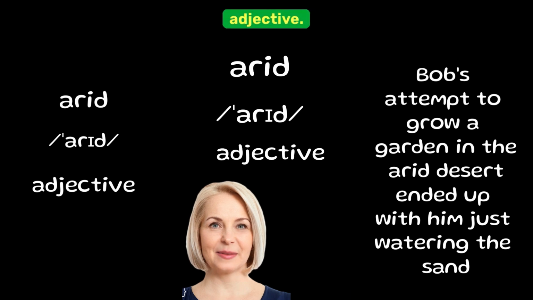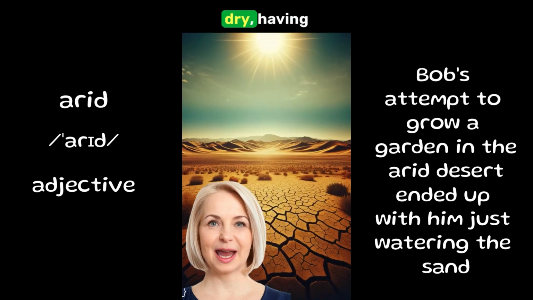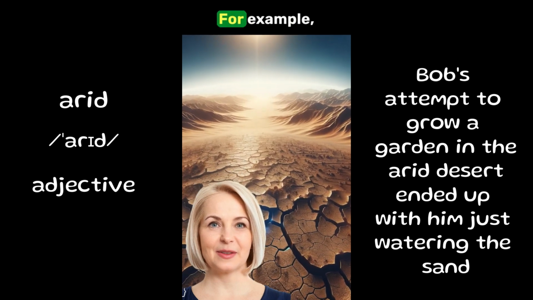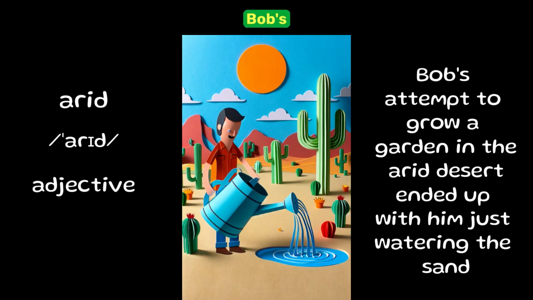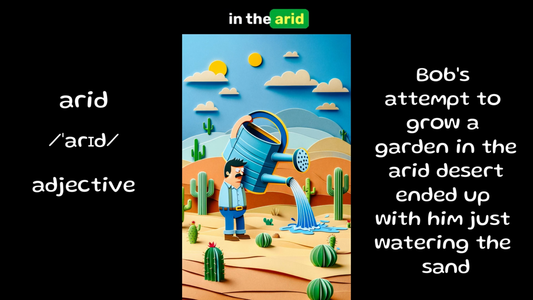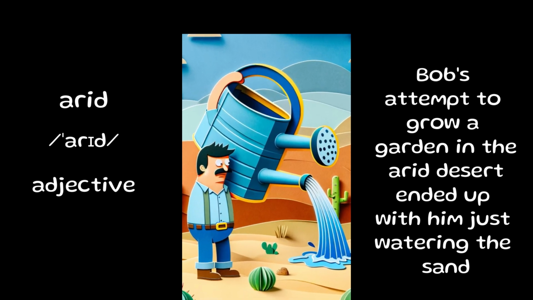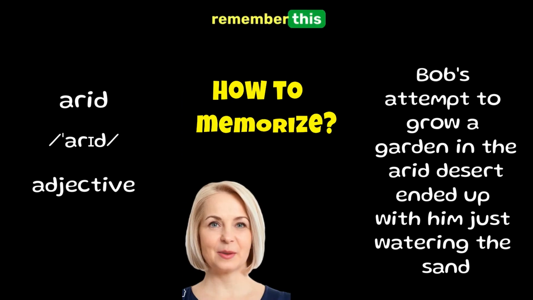Our word for today is arid. Arid is an adjective. Arid means very dry, having little or no rain, typically used to describe land or climates. For example, Bob's attempt to grow a garden in the arid desert ended up with him just watering the sand. Any tricks to remember this word?